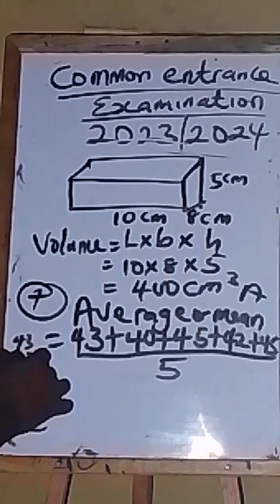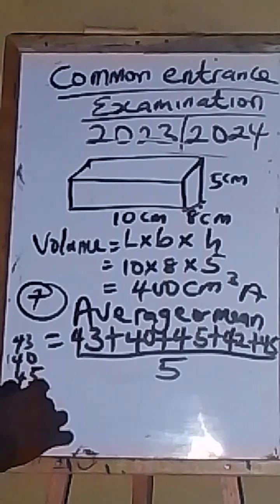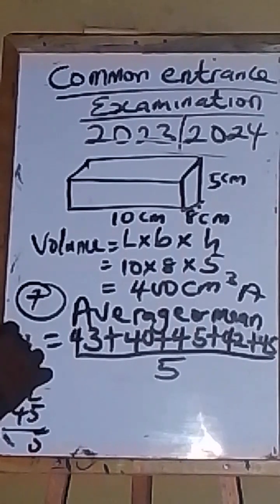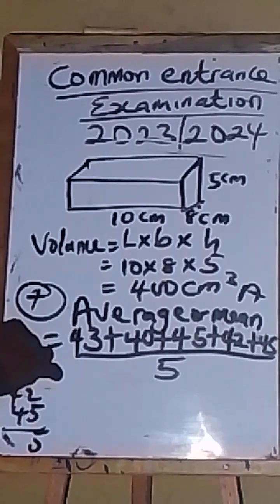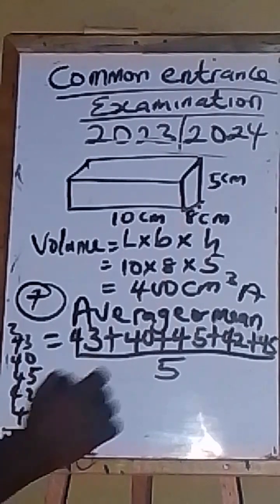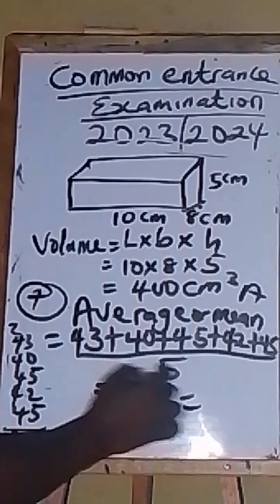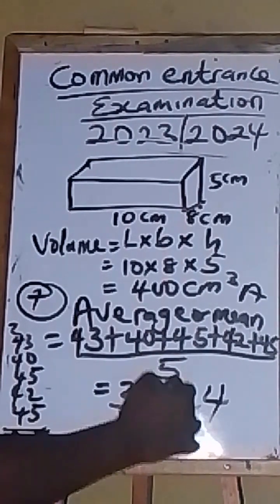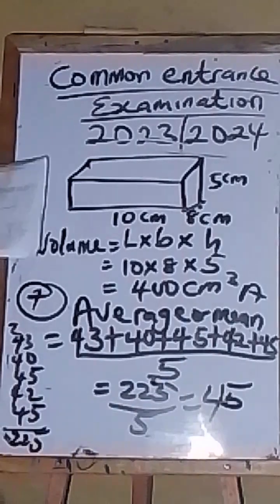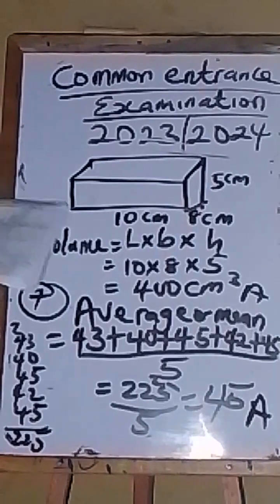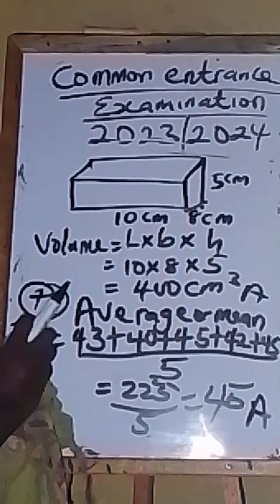3 plus 5, 18. 18 plus 2, 20. We have 25. 2 plus 4, 6. 6 plus 4, 10. 10 plus 4, 14. 18. 2 to 5. So we have 225 divided by 5. 5 here, we have 4. 2, we have 45. So our answer is 45. E. The next question.